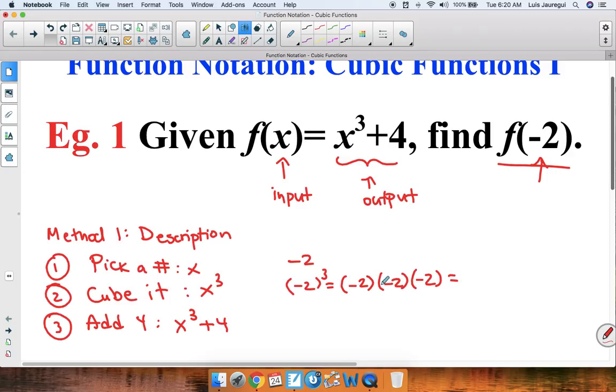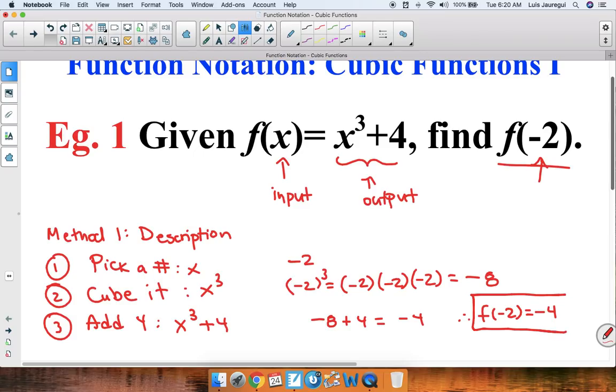Now, negative times a negative is a positive. Positive times a negative is a negative. 2 times 2 is 4. 4 times 2 is 8. So we have that negative 2 quantity cubed is negative 8. And now the last step is to add 4 to it. So we take negative 8 plus 4 gives us negative 4. Therefore, we can say that f of negative 2 is equal to negative 4.